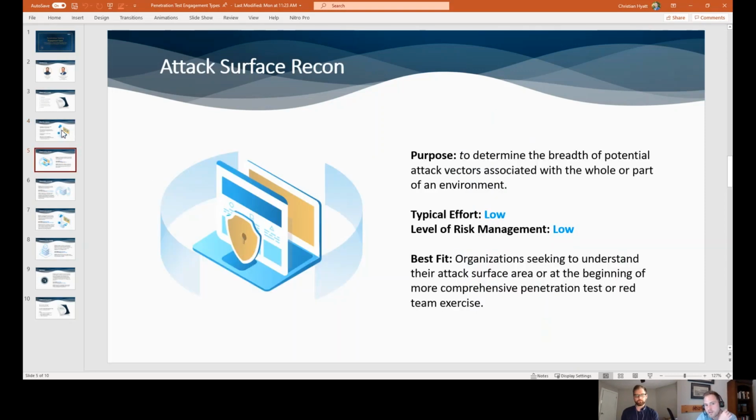So the first one is kind of the attack surface recon. And the way I understand this, Ryan, is an attack surface recon is pretty much always part of a larger penetration test, but you might do this as a standalone engagement. So can you maybe tell us what this is in your mind and kind of how you would go about doing some of this work?